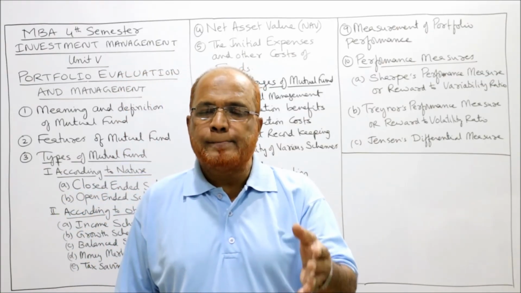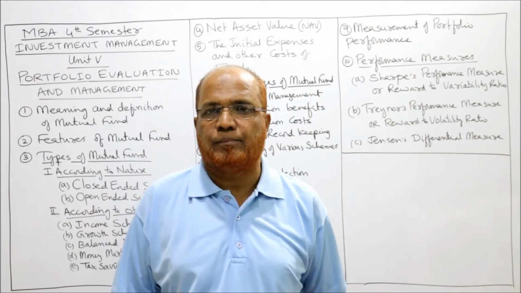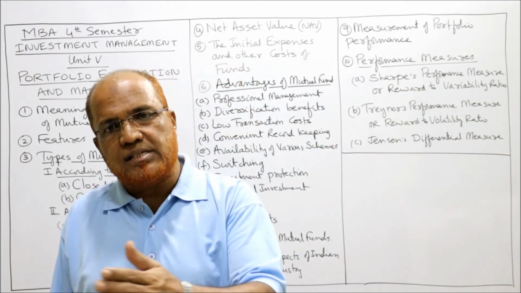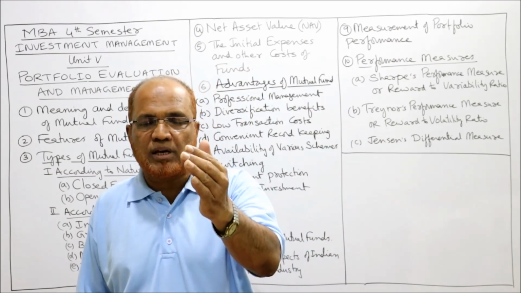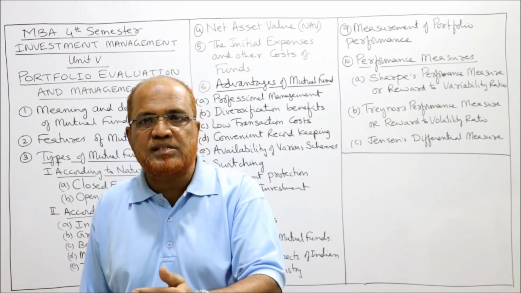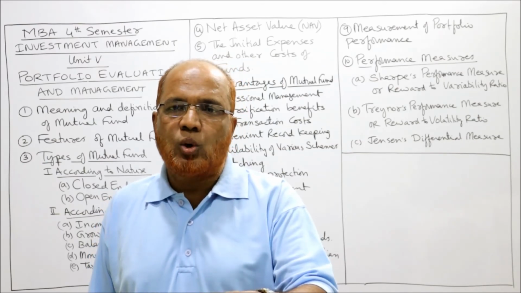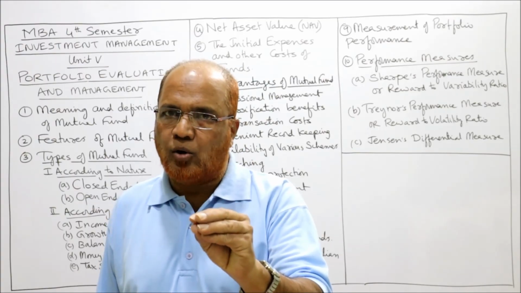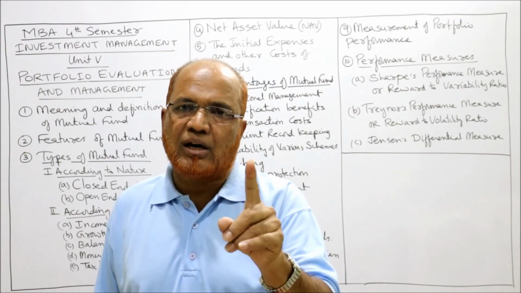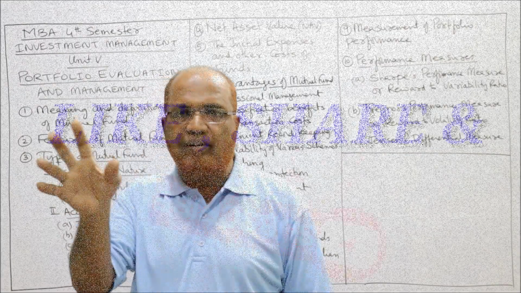Exit load means the loading will be charged at the time of exit from the scheme. When the investor disinvests, withdraws his money, at that time the cost, the loading, will be deducted from the money they pay him. Example: today's NAV is 100 rupees and I am having 1000 units. I have 1000 units. The NAV of one unit is 100 rupees.